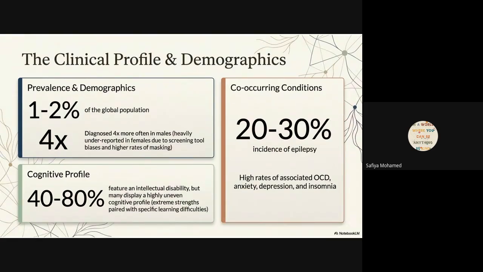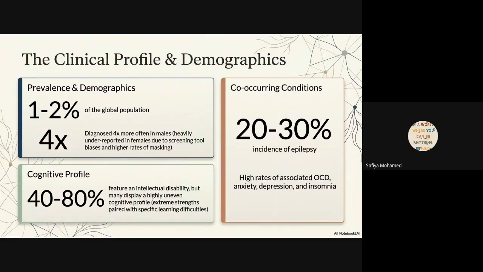And then on the cognitive profile, we say 40 to 80% feature an intellectual disability, but many display a highly uneven cognitive profile, extreme strengths paired with specific learning disabilities. When we see the word cognitive, it also has to do with the way a person's mind works, their intellect, their intelligence, how clever they are. So they say 40 to 80% of them are challenged intellectually. They can't think for themselves. But remember, we said in Rain Man and in The Good Doctor, those guys were overly intelligent. So the stats are telling us that it's only 40 to 80%, not the entire world population that has been diagnosed with autism, that is nonverbal, is unintelligent, is slow. Not at all.